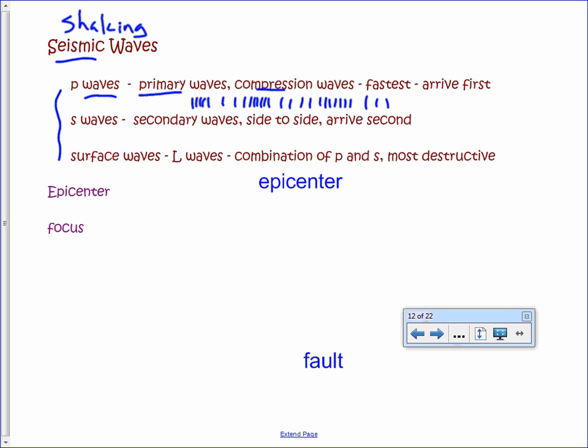So if two people are holding the slinky stretched out and you release a chunk of slinky, it makes that compression wave go back and forth. You get to try that in just a minute. Primary waves.